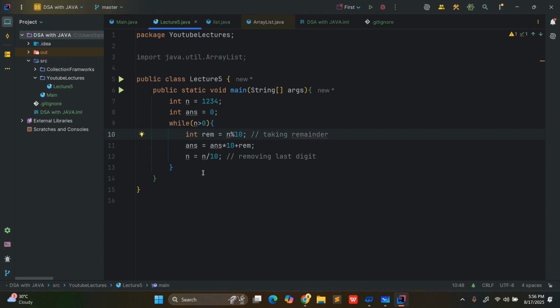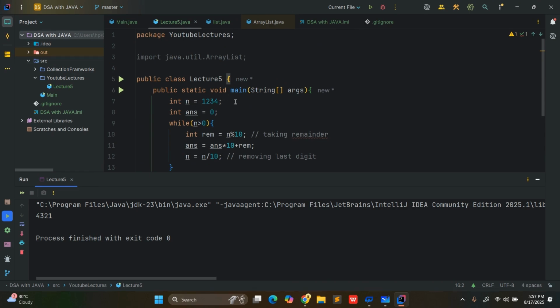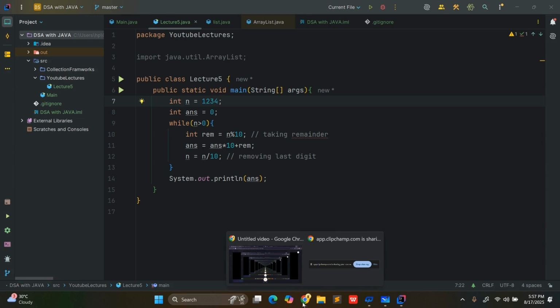This is how the program looks. What I can do is print the answer here so you can see the result. I will run the current file and let's see what the output of this code is. Yes, we got the output 4321 for 1234. We are done with this one. This is the standard logic, basic mathematics you can use to solve this problem. Let's move to the second question.